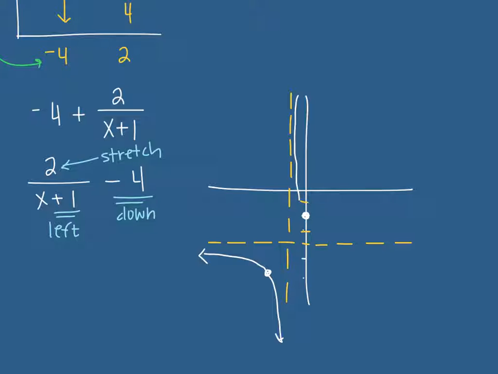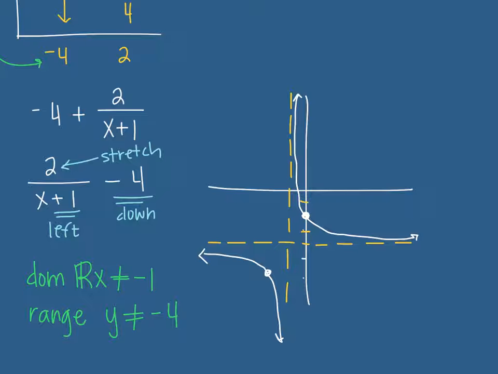But it wasn't reflected at all, it's just stretched. And so my domain, all real numbers, x not equal to negative 1 because of the asymptote shifting to the left, and the range, all y numbers not equal to negative 4 because of the asymptote dropping down to negative 4, but all the other numbers are included as part of the range.